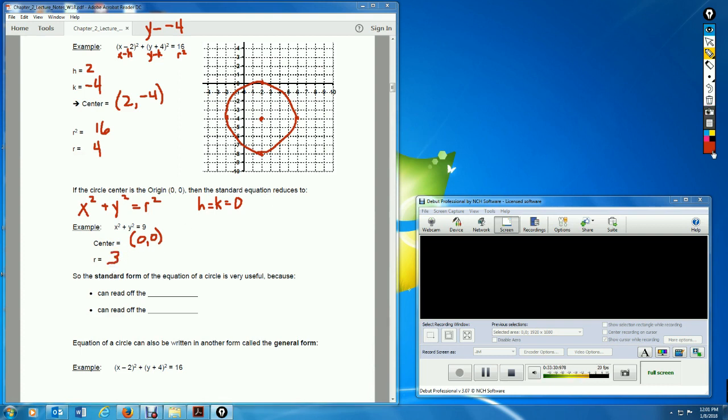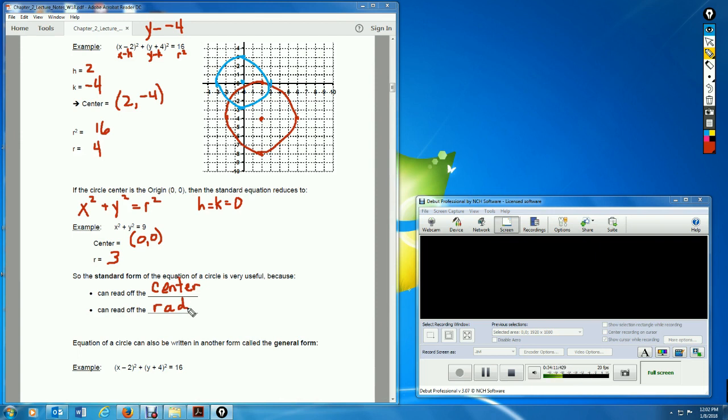All right, and if we wanted, we could go up to the same grid. We could say the center is here, the radius is here, so here, so here, and here. Okay, so basically like that. All right, so the standard form of the equation of a circle is useful because you can read off the center and you can also just read off the radius. It's very easy to just look at the equation and be able to plot it.